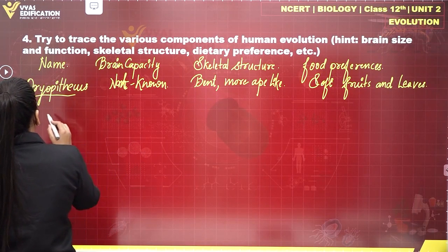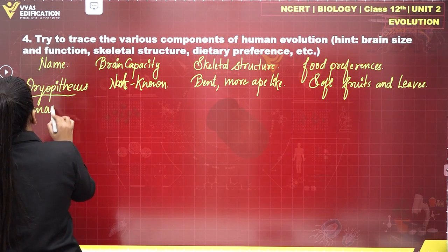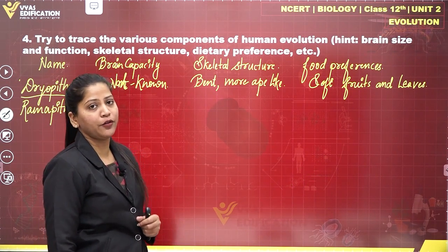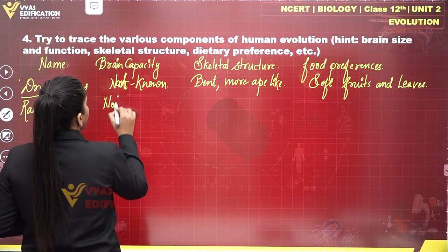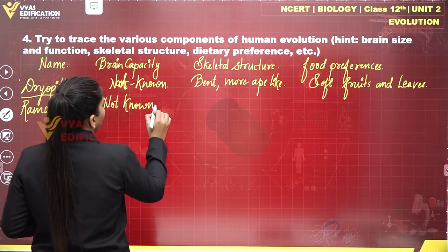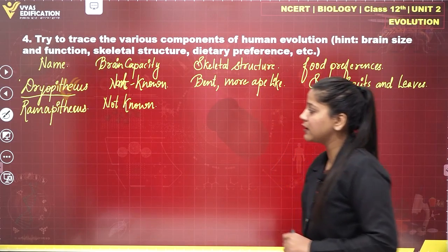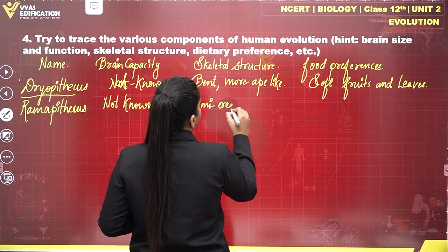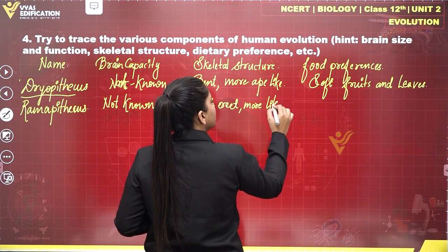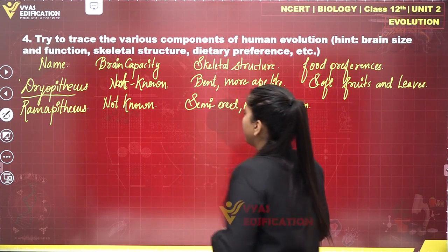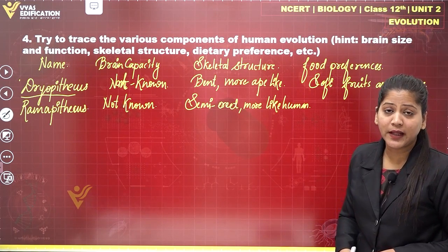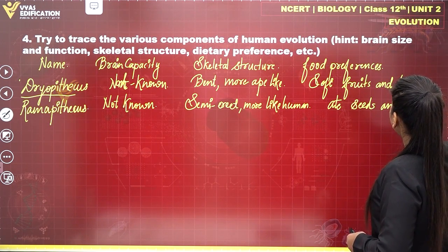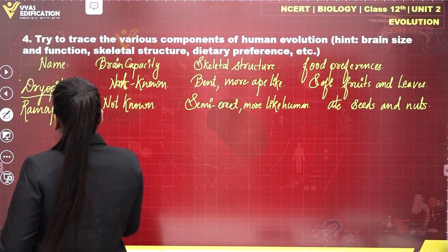The next after Dryopithecus, who evolved? Ramapithecus evolved. And if you talk about the brain capacity of Ramapithecus, this is also not known. Now if you talk about the posture or skeletal structure of Ramapithecus, then they were semi-erect. They were more like human and not more like apes, right? Now, if we talk about the food preferences of Ramapithecus, then they ate seeds and nuts, right?